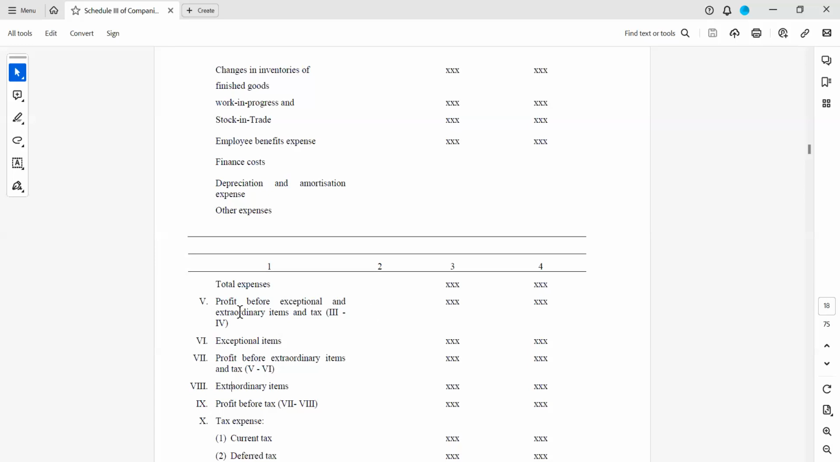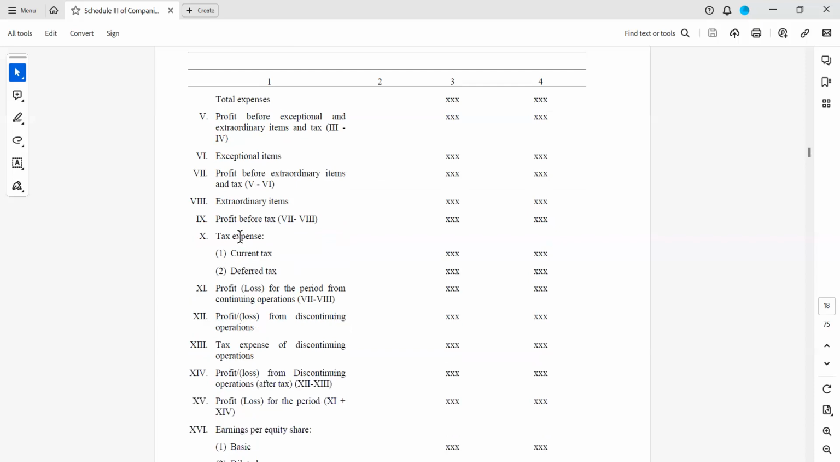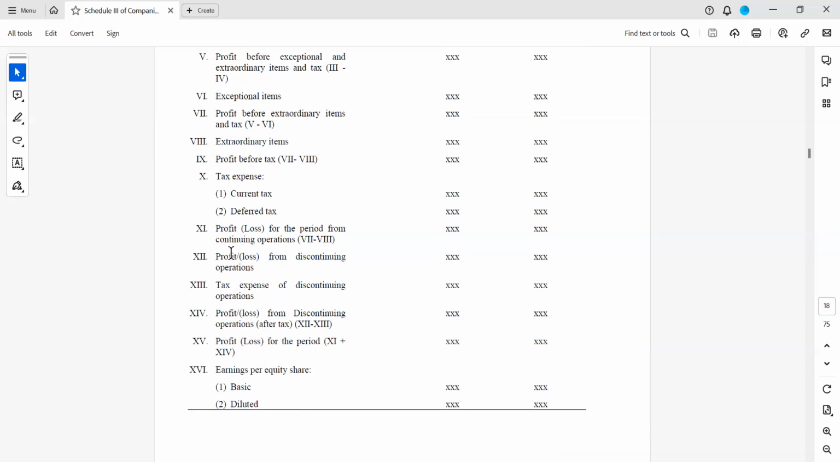So profit before exceptional and extraordinary items. Next, exceptional items, profit before extraordinary items and tax, extraordinary items. Then profit before tax. Then tax expense, current tax, deferred tax, profit for the period from continuing operations. I have just read the format because there is not much to explain there.